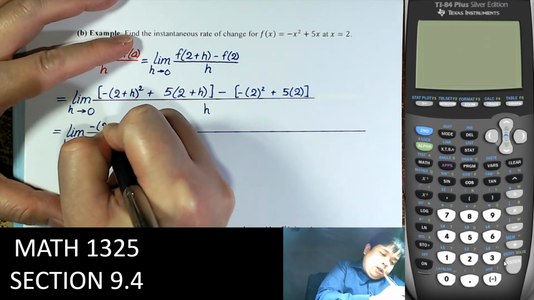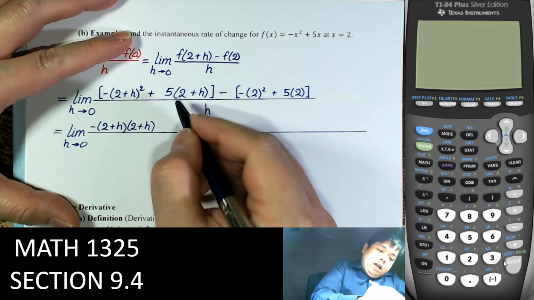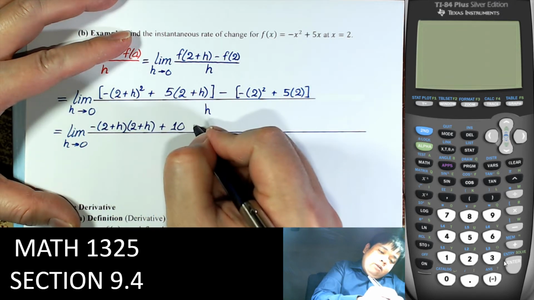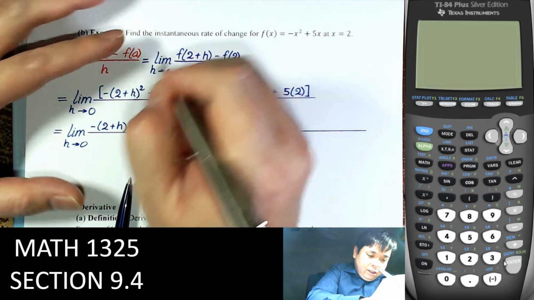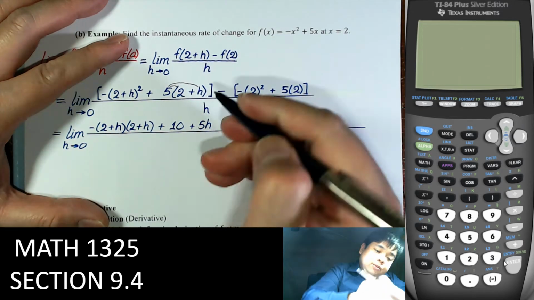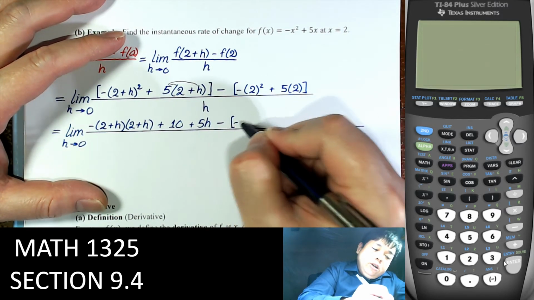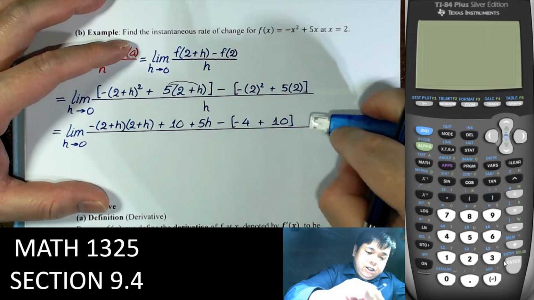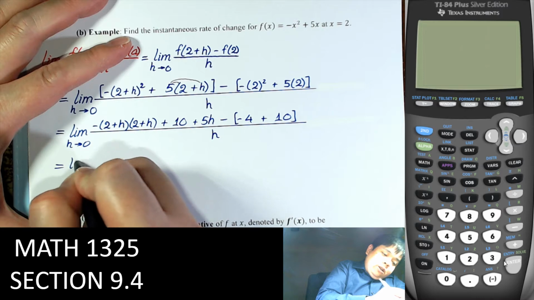Y is 2 plus h. Square meaning multiply by itself. I'm just going to multiply this. That gives us 10 and 5h. Multiply now. Now in the bracket, 2 squared is 4, plus 10. Right. Don't forget there's still the limit over h.